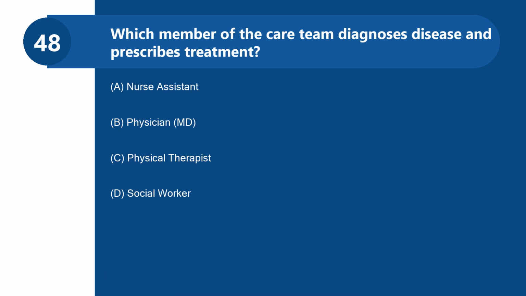Question 48. Which member of the care team diagnoses disease and prescribes treatment? Option A, nurse assistant. Option B, physician, MD. Option C, physical therapist. Option D, social worker. The correct answer is option B, physician, MD.